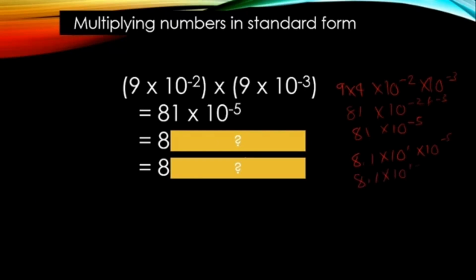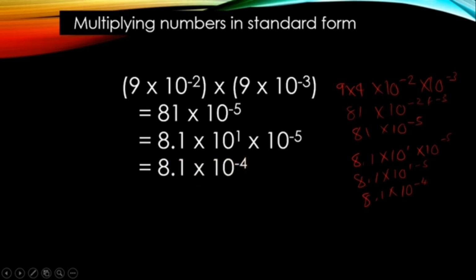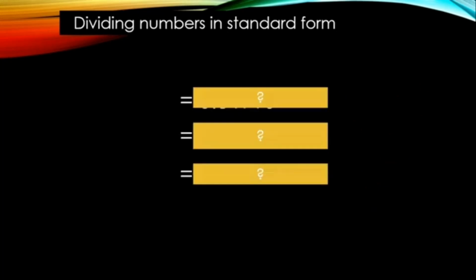This will be 8.1 times 10 to the power 1 minus 5, or plus minus, which will give us minus. This will be 8.1 times 10 to the power minus 4. So in this step here, this is the same step as this one, and then we added another step, and then the final answer will be 8.1 times 10 to the power minus 4. All right, just take a second to absorb that.